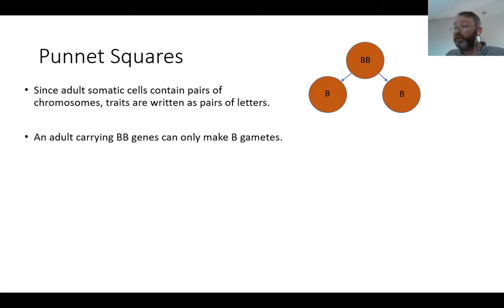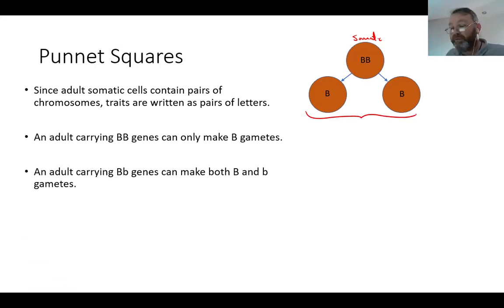There it is. So if you have a normal somatic cell, that's a body cell, and you want to produce gametes with half the information, well, when you halve BB, what do you get? If you halve two capital B's, you get a capital B or a capital B, meaning that this can only produce one type of gamete.